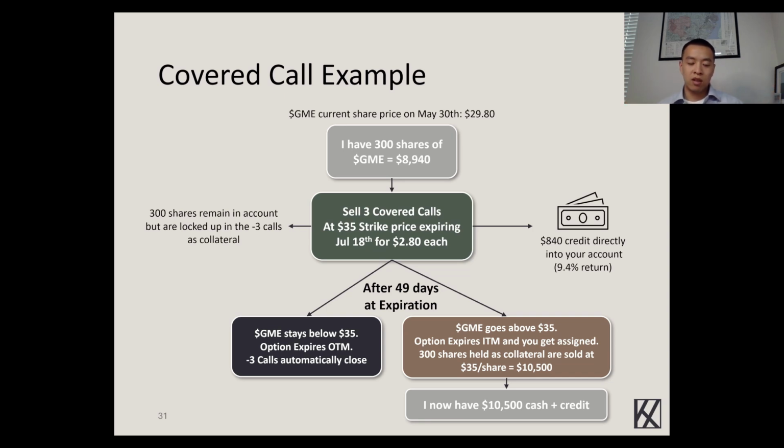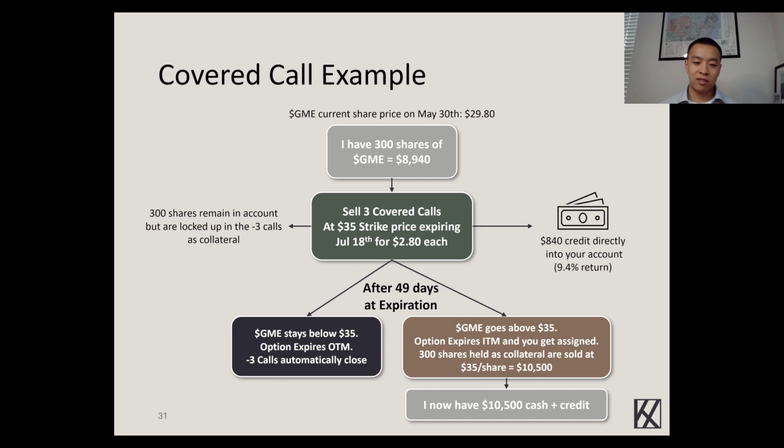Scenario 2, in 49 days, GameStop share price goes above $35. It can go to 35, it can go to 36, it can go to $100 per share. Doesn't matter, it's just above 35. So now my 3 call options expire in the money and I get what's called assigned. My 300 shares that I held in collateral are now sold, and I have to sell them at $35 a share because that's the strike price of those covered calls I sold. So if I sell 300 shares at $35, I make $10,500. Now I have $10,500 plus that original credit I got of $840.